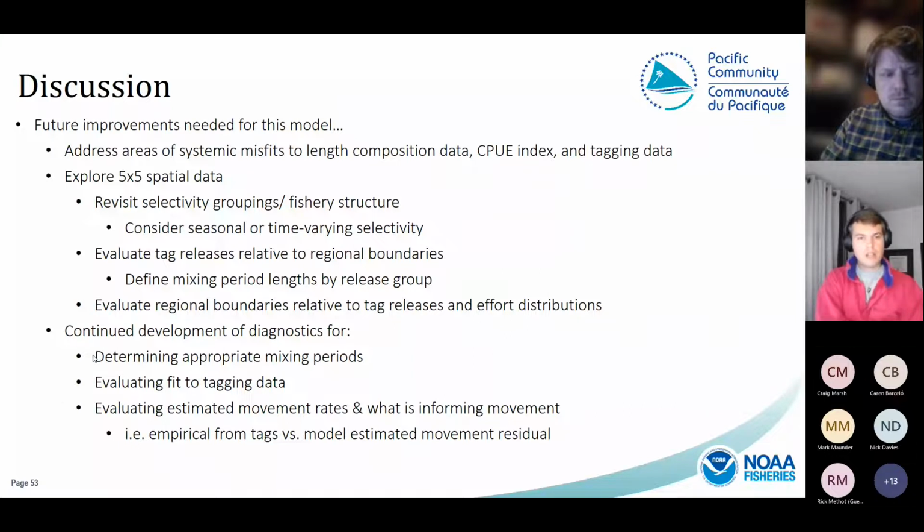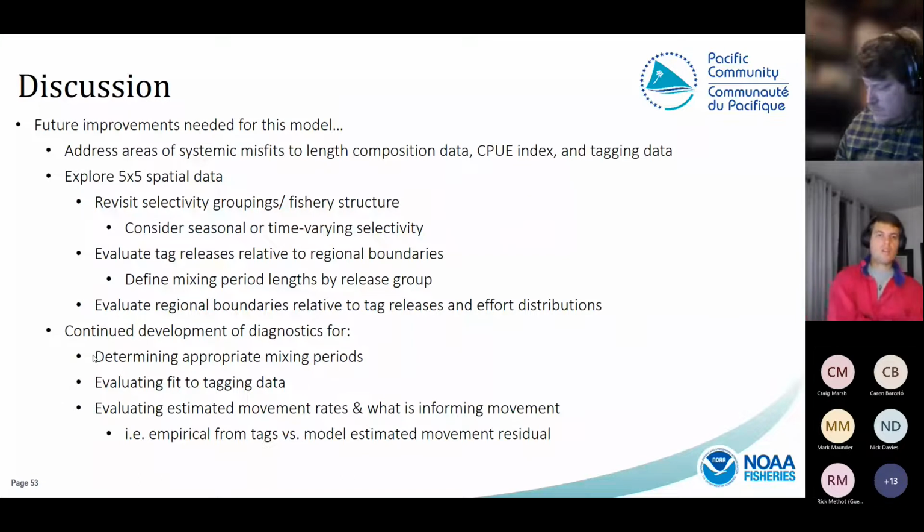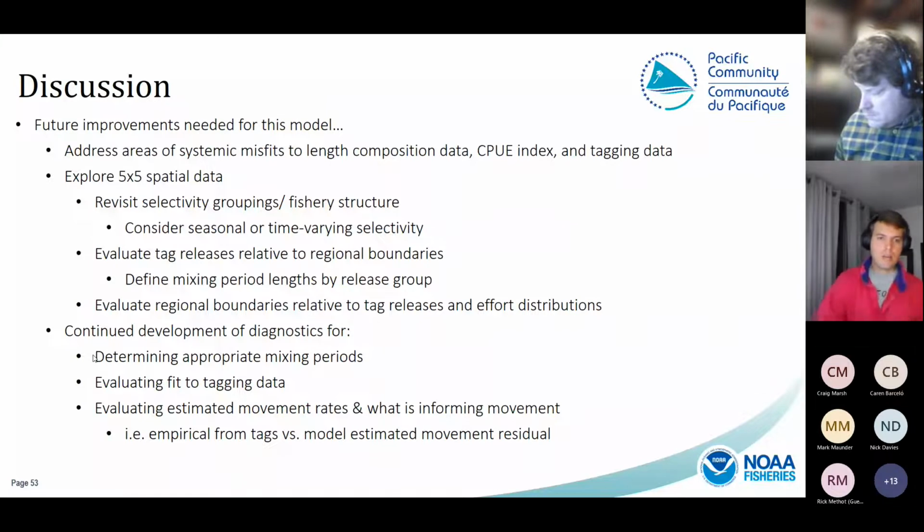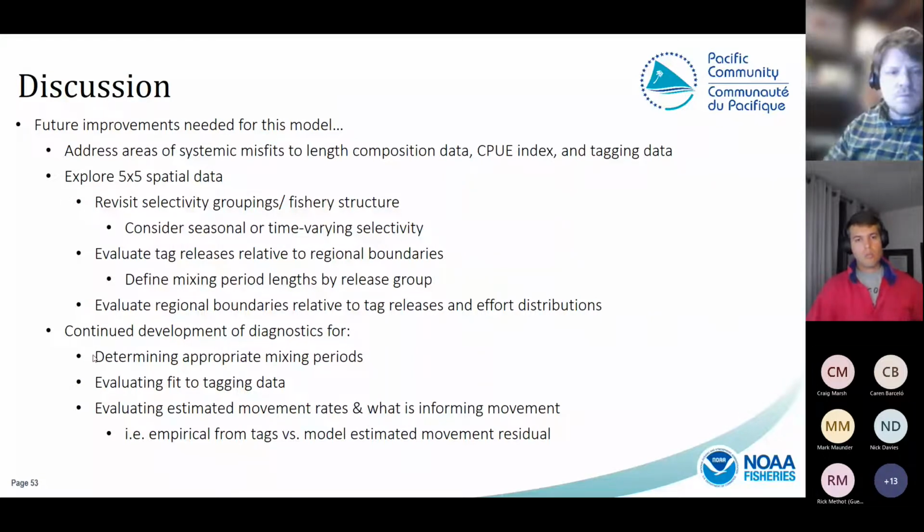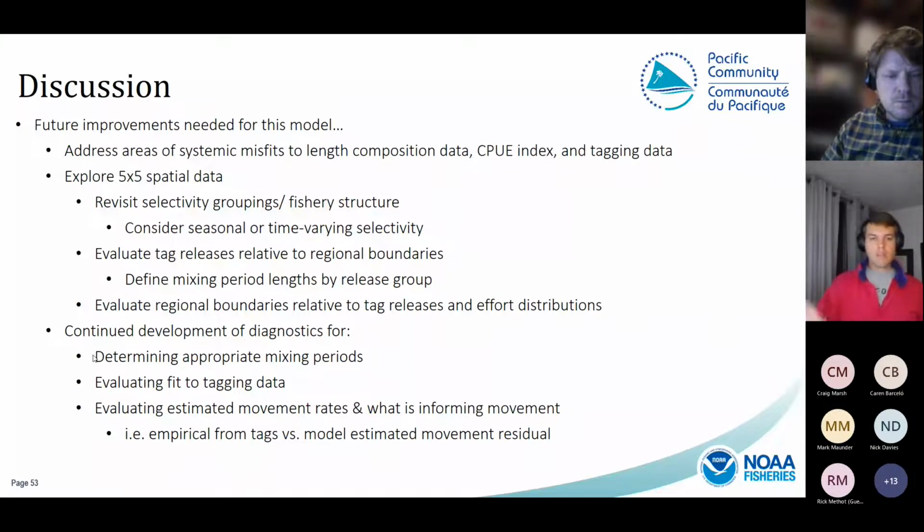Evaluating the fit to tagging data, it could be useful to have some better diagnostics for that, and also evaluating the estimated movement rates and what is informing those movement estimates. An example diagnostic that could be developed would be an empirical movement rate residual, where you look at the movement rate indicated by just the empirical tag release and recapture locations and the model estimated movement, and see if those are consistent or if the model estimated movement is being pulled in a different direction due to the length composition data or the CPUE index.